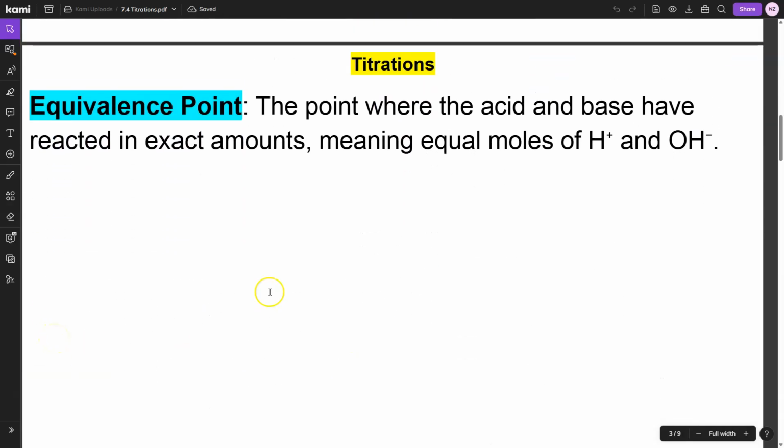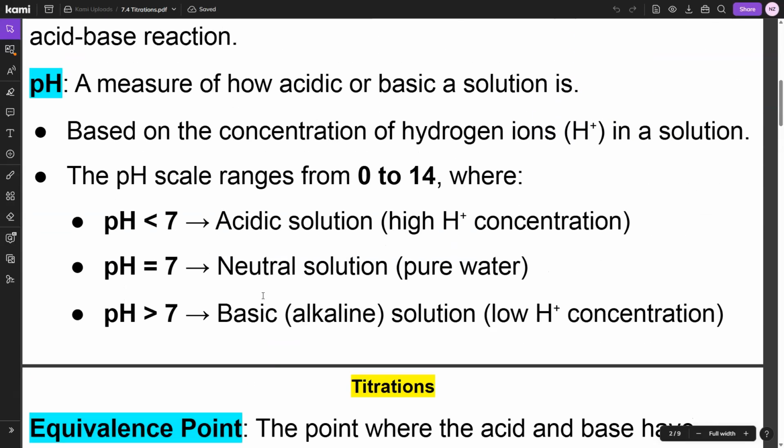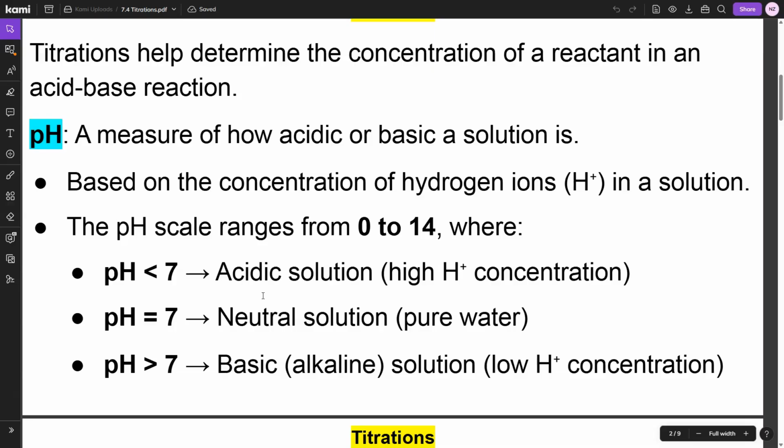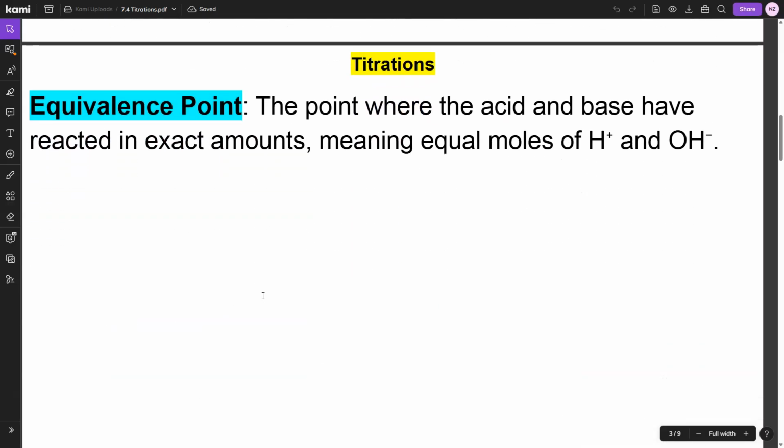Now, when we do a titration, we're looking for what's called the equivalence point. This is the point where the acid and base have reacted in exact amounts, meaning you have an equal number of moles of hydrogen and hydroxide ions. So at the equivalence point, your pH is going to be equal to 7 because you are a neutral solution in most cases.